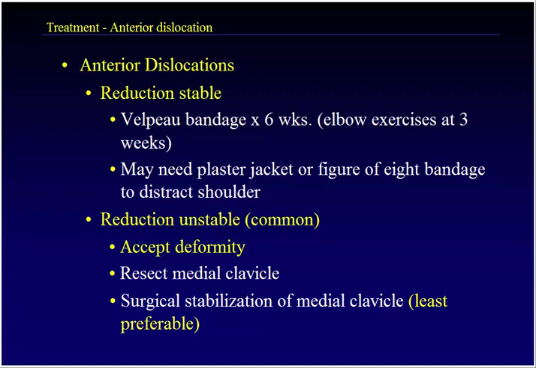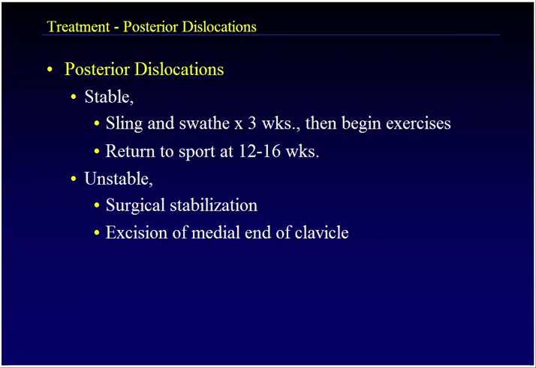If the patient is minimally symptomatic or asymptomatic, then you simply accept the deformity and the bump there at the medial end of the clavicle. If the patient is symptomatic and you think that something needs to be done, then your options would include to surgically stabilize the medial clavicle or to resect the medial clavicle. And clearly, for both anterior and posterior sternoclavicular dislocations, the preferred operative treatment would be excision of the medial clavicle as opposed to attempting to stabilize it surgically. And that's an important point to remember.